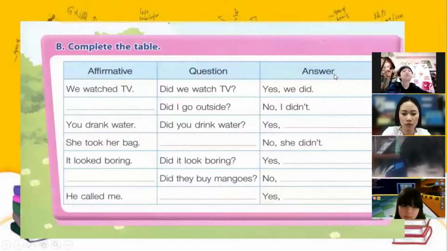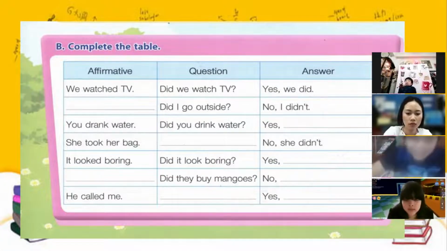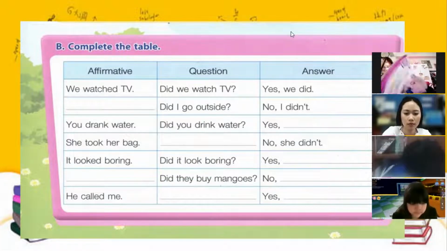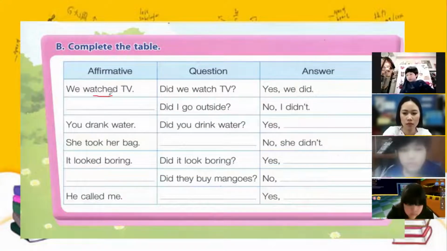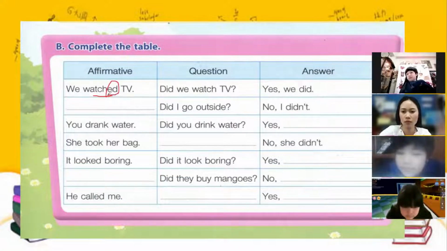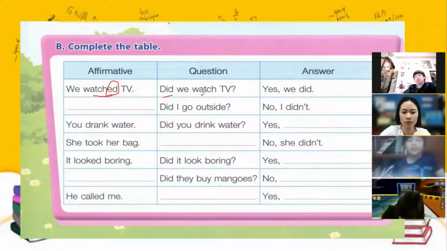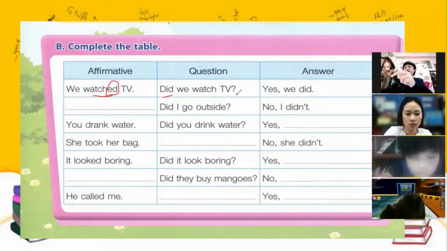All right, so now we're going to move to have a little bit more practice. Some of the affirmative sentences we have to change to question and then answer as well. As you can see here, first sentence we have, we watch TV. So watch, we add ed. So we watched TV. When we change to question, did we watch TV? It's unchanged. We just remove the ed. So the answer is yes, we did.